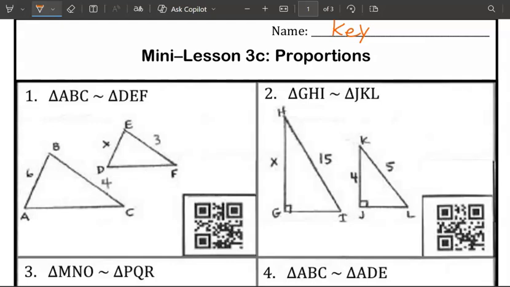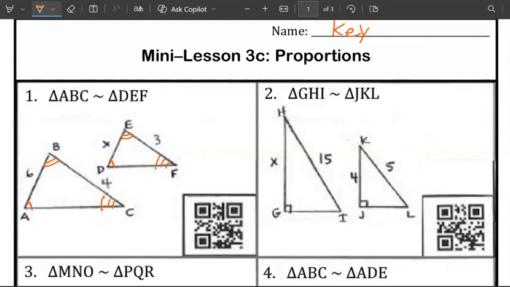So first we want to orient the triangles so that they are in the same direction. A is going to go with D. So that means that AB goes with DE. And then we have B with E. And then C with F.